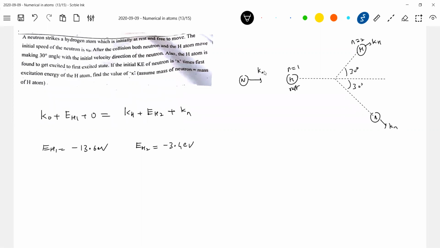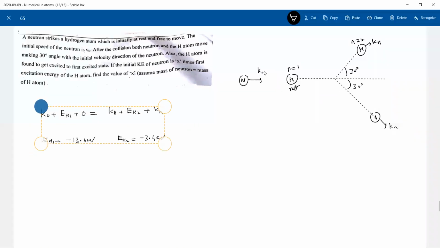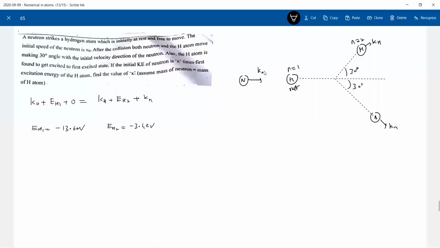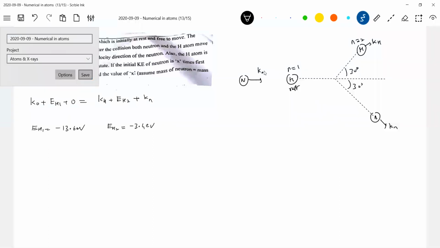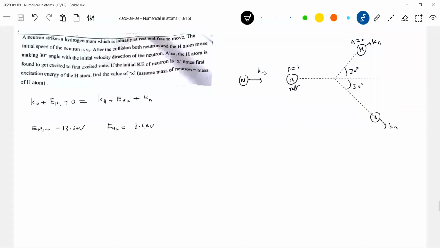We are asked to get that K naught. We don't know KH, Kn, these are unknown things. How to bring them in? I'll apply conservation of linear momentum. Can we apply it? Yes, very much. Momentum is conserved. In the entire modern physics, energy is conserved, momentum is conserved. In any numerical, what is conserved energy? Total energy, not kinetic energy.